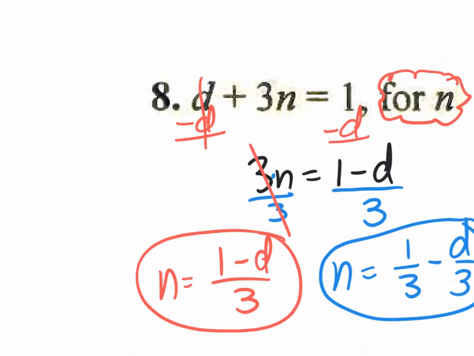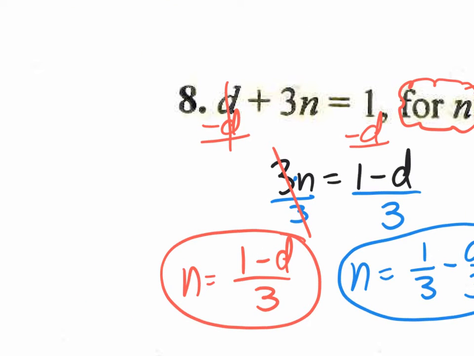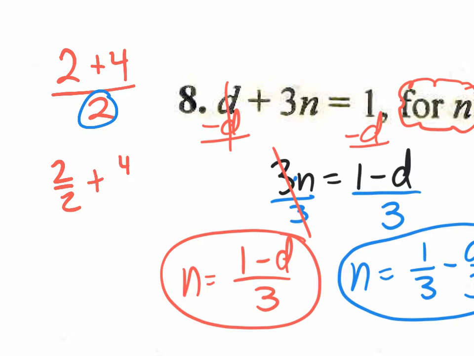If you don't believe me, check this out. Let me give you an example of that. Let's say I had, what's 2 plus 4 divided by 2? What's 2 plus 4? 6. And what's 6 divided by 2? 3. So notice, I could take this single denominator and split it to both of them, make it 2 divided by 2 plus 4 divided by 2, and we will get the same answer, 3.